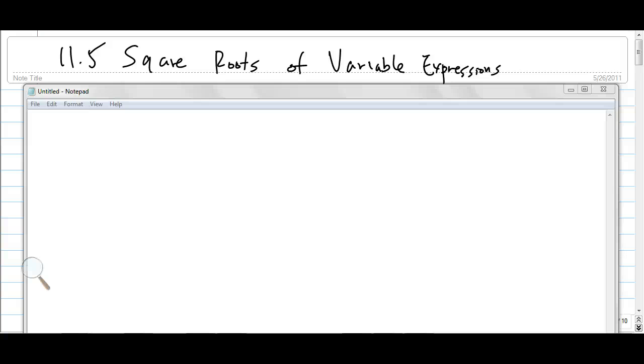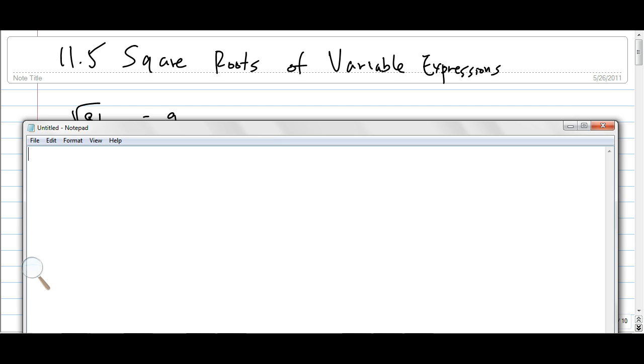If you remember back when we did chapter 12, we did stuff with square roots. Like we know that square root of 9 is 3, square root of 81 is 9, and so forth. But now we're going to involve some variables, and when you simplify these expressions with variables in them, with square roots, it's going to be a little bit different than what you may expect. So let's take a look at the first one.